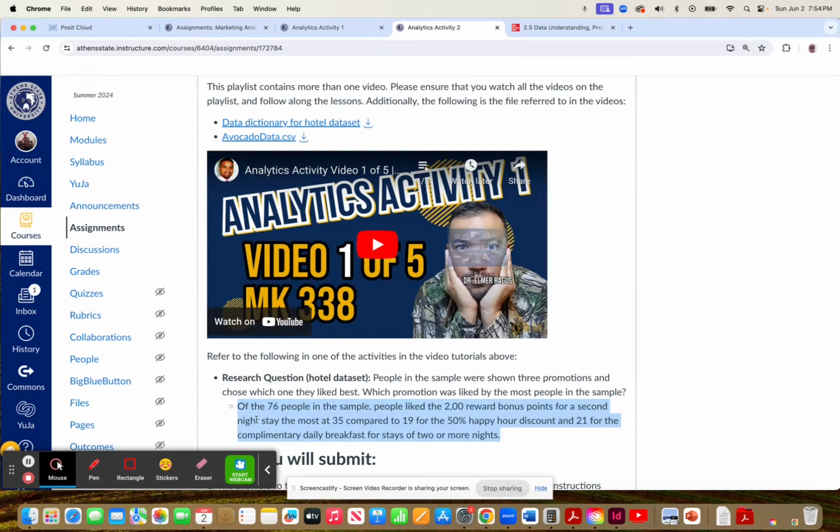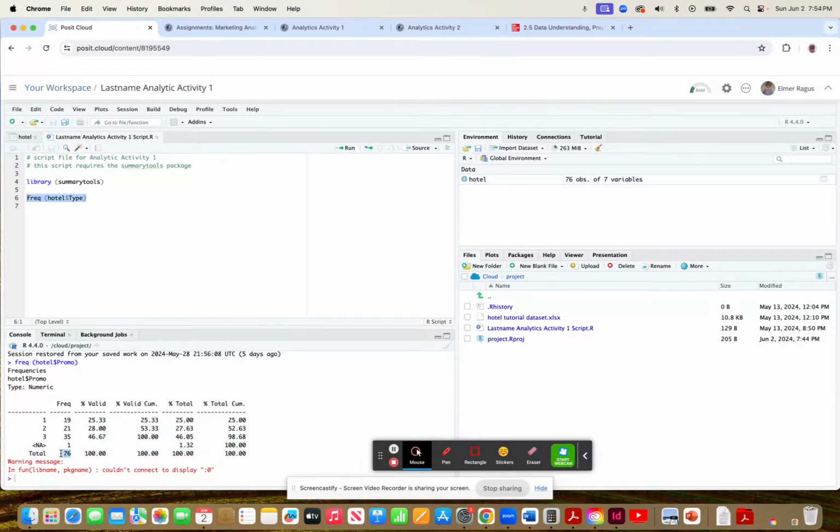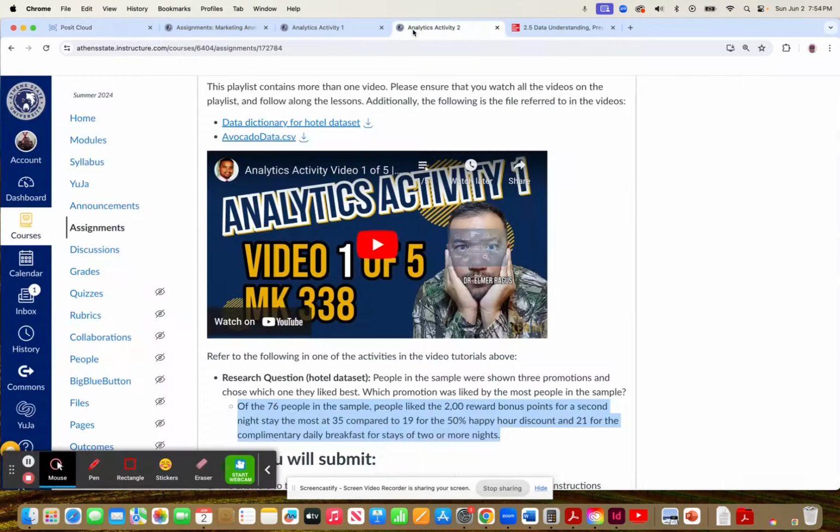In this case, the answer is: of the 76 people in the sample, and if you look, it says we had a total of 76, people liked the 2,000 reward bonus points for a second night stay the most at 35, compared to 19 for the 50% happy hour discount and 21 for the complimentary daily breakfast for stays of 2 or more nights. This is really the way I would like for you to answer research questions, because we want to be thorough. All right, so that's the review information. In the next video, we'll do some more in R.